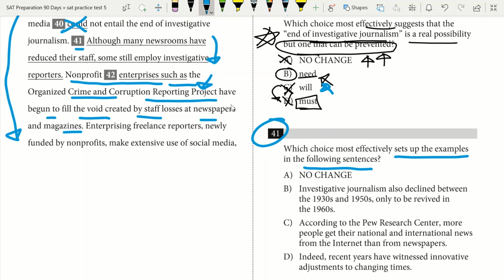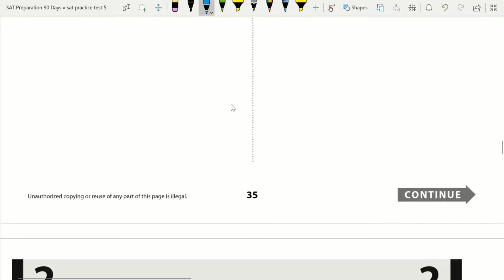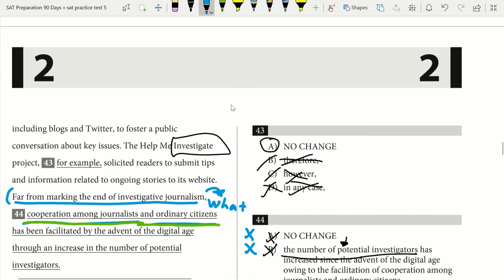Okay, so we have begun to fill the void created by staff losses at newspapers and magazines. Enterprising freelance reporters, newly funded by nonprofits, make extensive use of social media, including blogs and Twitter, to foster a public conversation about key issues. The Help Me Investigate project solicited readers to submit tips and information related to ongoing stories for its website.